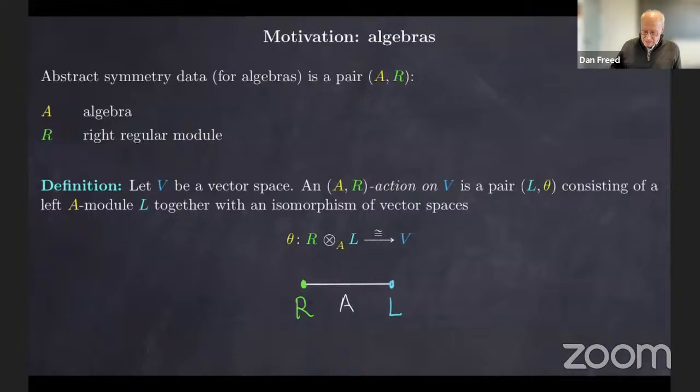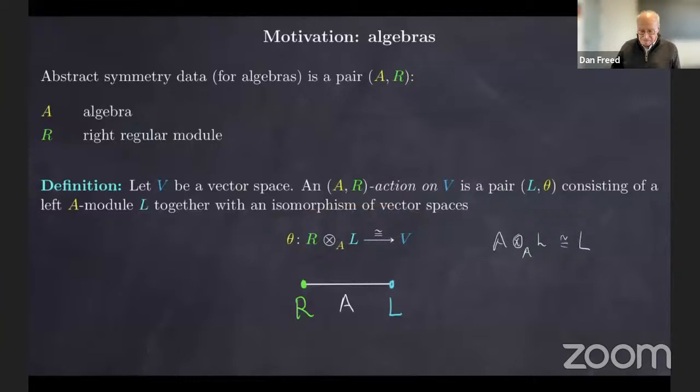Well, again, it's a pair. So now it's a pair of a left module for A and an isomorphism theta that says that when I take this kind of sandwich where I take the right module and the left module and I tensor over A in the middle, what I get back is the vector space V. And if we write A for the vector space R, A tensor over A with L, we usually write L. But when we're writing this, this A is the vector space A viewed as a right module, and this L is the vector space underlying the left module. So I've written it here, keeping track of exactly that structure.